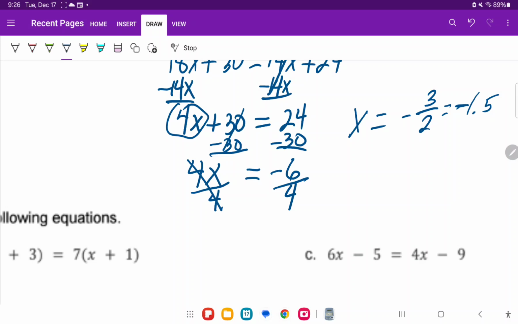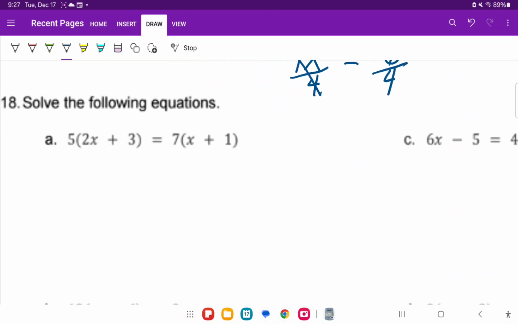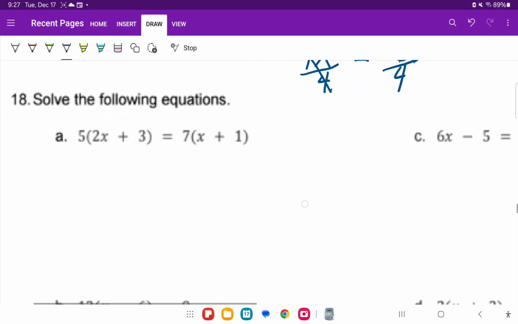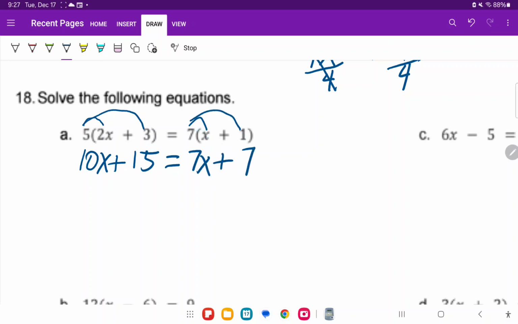Okay, so the next section is very similar to that. A lot of distributive properties that we're doing. So we need to distribute and solve it. Okay, so the first thing we're going to do here is distribute. So that's going to be 10x, and that is 5 times 3 is 15. Bring down your equals. 7 times x is 7x, and then 7 times 1 is 7. So again, I have this right here, but I do need to combine this over there, right? So I'm going to have to do the opposite sign. So I'm going to subtract 7x.